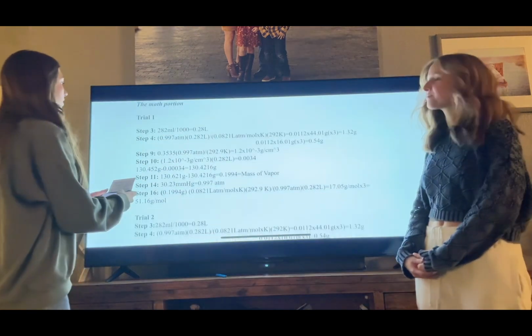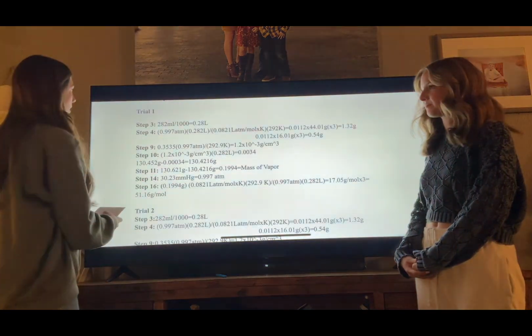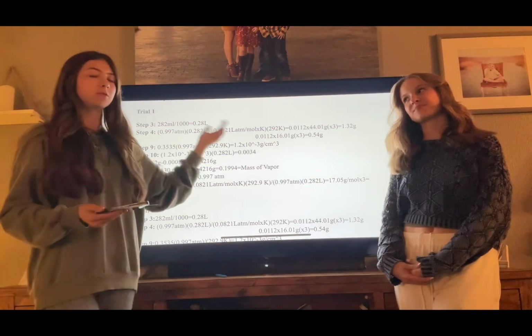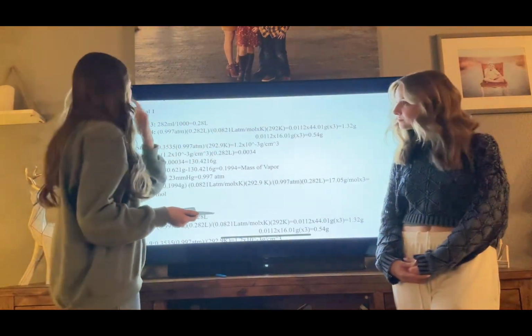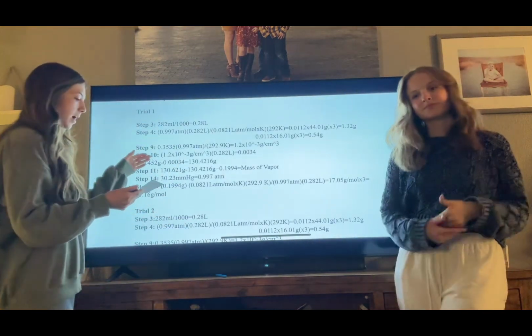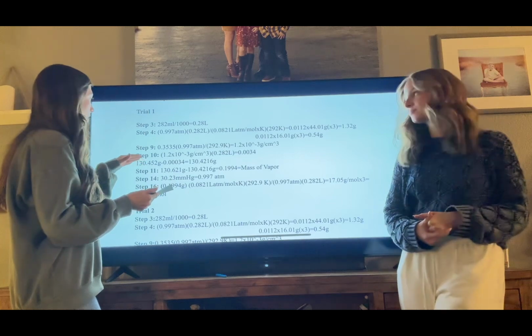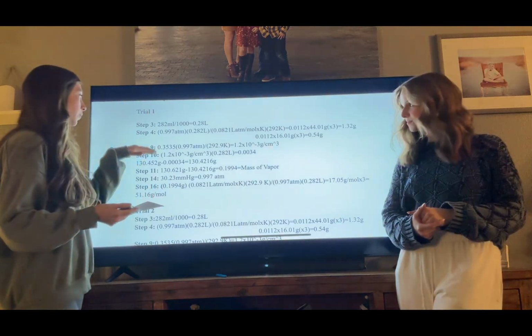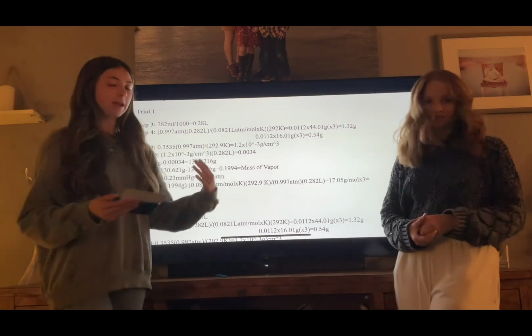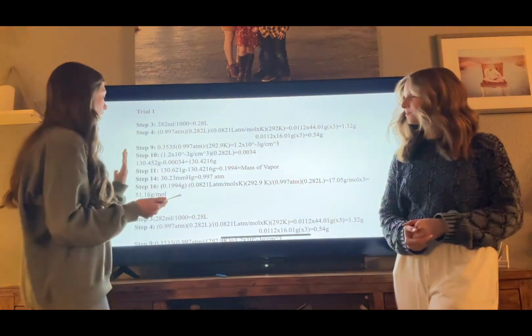So first of all, this was all of our math from trial 1. Here we have converting milliliters to liters, which is the unit that we had to use for all of our equations, like Pivnert and the density equation. In step 9, you can see that we used the density equation 0.3535 times pressure over temperature to get the density of the air that we were looking for from the ice.